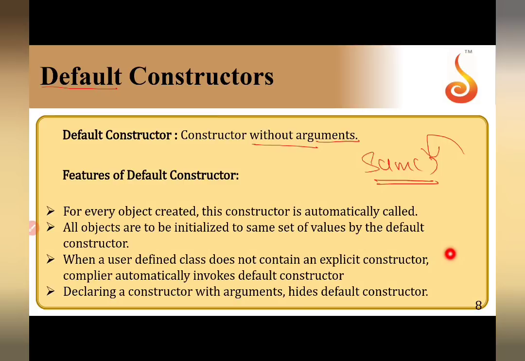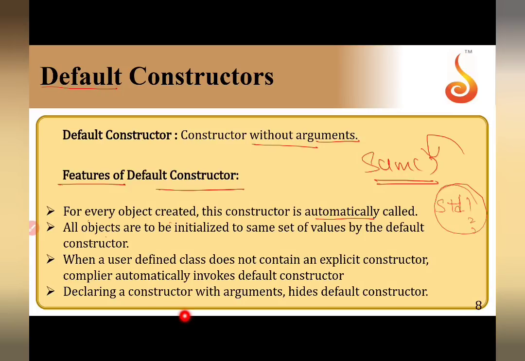Fine. Then what are the different features of a default constructor? For every object created, this constructor is automatically run. In the last class we did this. We created 3 objects for the student class, std1, std2 and std3, and in the student class we had written a print statement, so it printed thrice. So every time a new object is created for the class, the default constructor is automatically run, which means that if you have 10 objects, then 10 times the constructor would be automatically run.